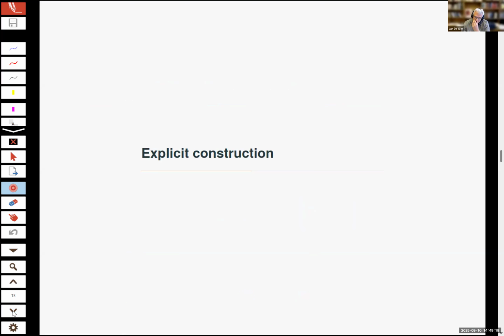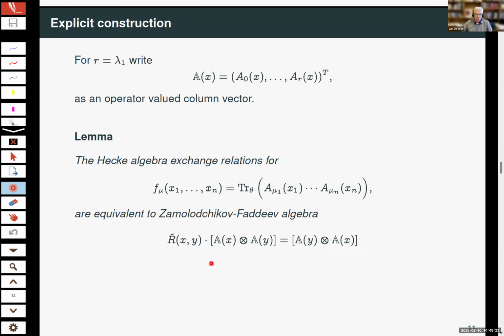Okay, so I want to tell you a little bit more about the explicit construction because it sits at the heart of exactly solvable lattice models. So how do we construct these operators? So we look at the Macdonald polynomial indexed by a partition. We take the largest part, lambda_1. Let's call that R. R stands for rank. And that means we need R+1 transfer matrices, one for each color, A_0 up to A_R.